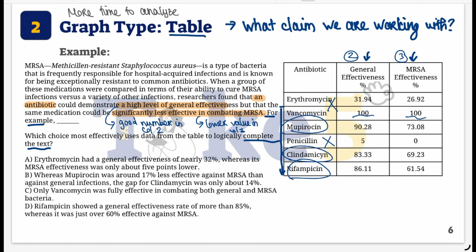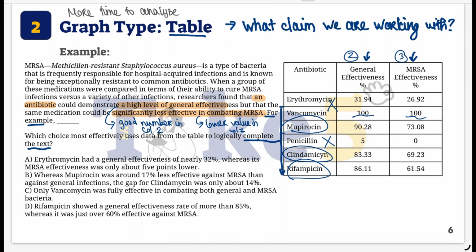It might not be a good idea to spend time calculating the actual difference between the two metrics and choosing whichever has the highest difference. After all, this is not a math question. Let's move on to the answers and see how we can find the most appropriate answer that supports this claim and represents the data correctly, according to our rough analysis of the table.